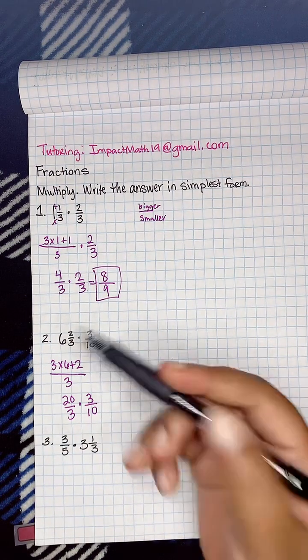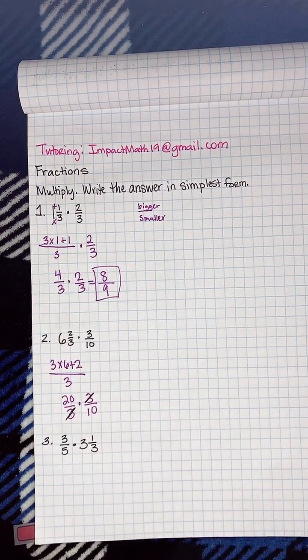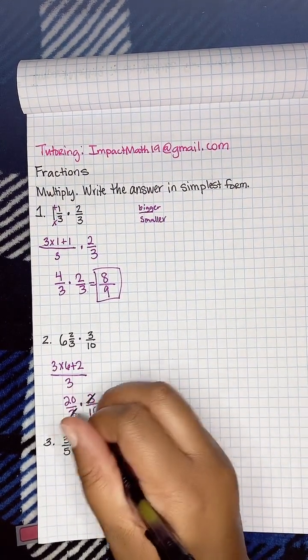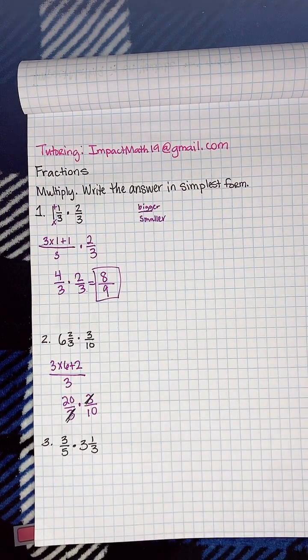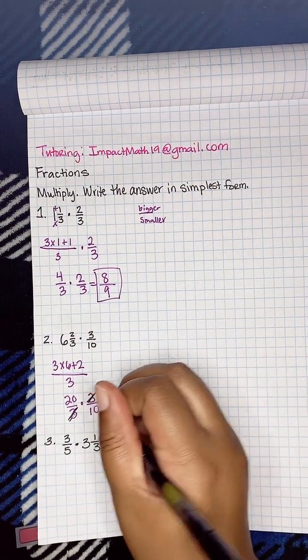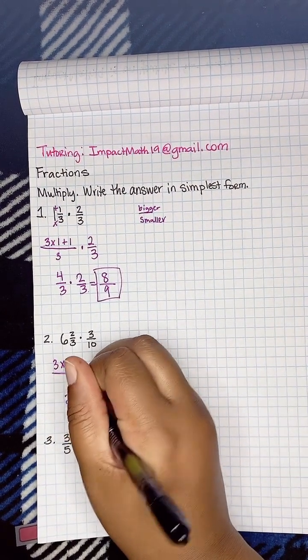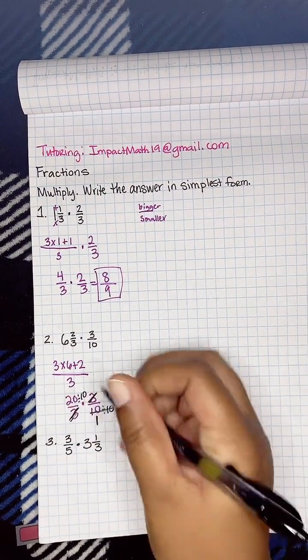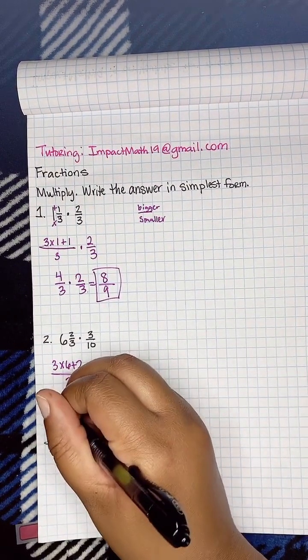3, 3, 3. Good. Yes. So the 3 and the 3 cancel out. I'm on Central Time, you guys. Perfect. Okay. Can we cancel out something else? 20 and 10, yes. When we think about this, we're thinking about what can they both be divided by? They can be divided by 10. So 10 divided by 10 goes to a 1, and 20 divided by 10 goes to a 2.